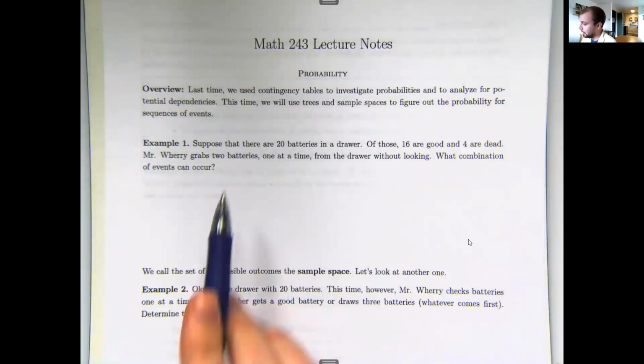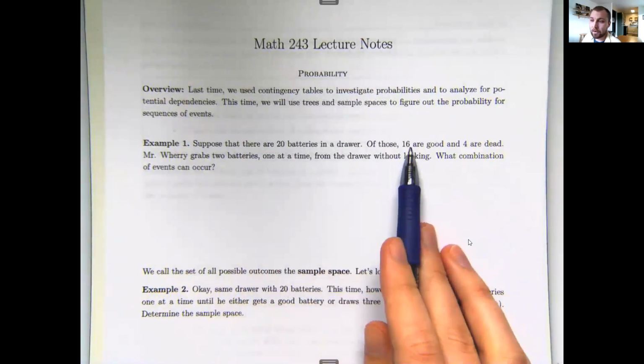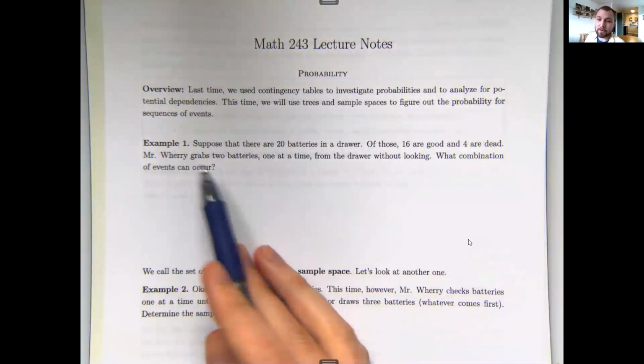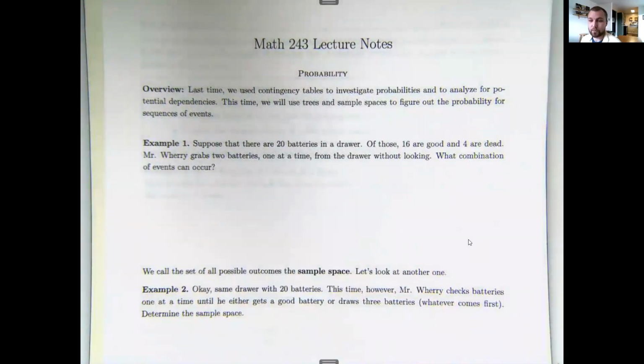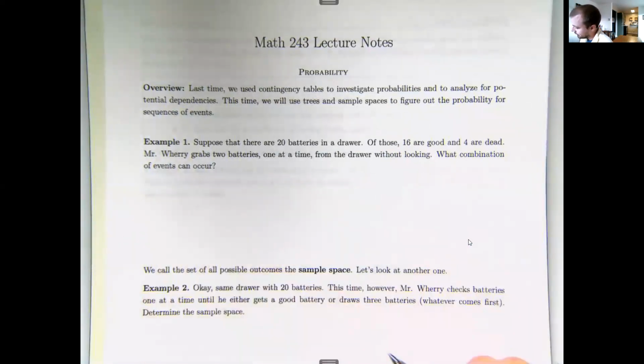Consider the scenario. Suppose that there are 20 batteries in a drawer. Of those, 16 are good and 4 are dead. I grab 2 batteries, one at a time, from a drawer without looking. Now, effectively, it doesn't matter if I'm drawing them one at a time or both at the same time, but for visual purposes, let's just think of these happening one at a time. What combinations of events can occur?